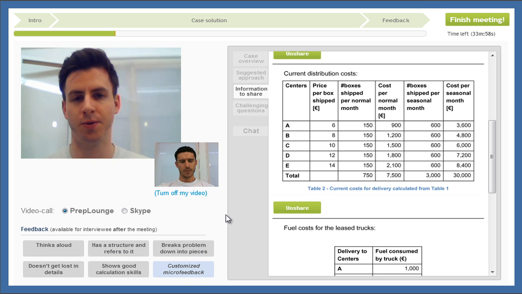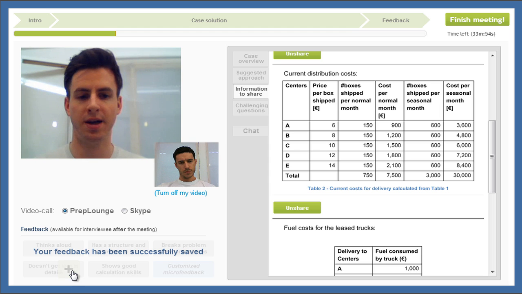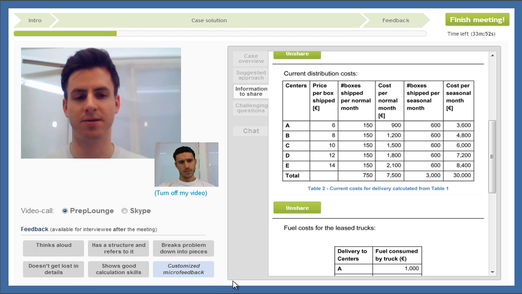So either we could stay with DHL and just do nothing, or we could have a look at other competitors, such as FedEx. And the third point is no delivery at all. So that means our retailers are responsible themselves to pick up the boxes from our factory.